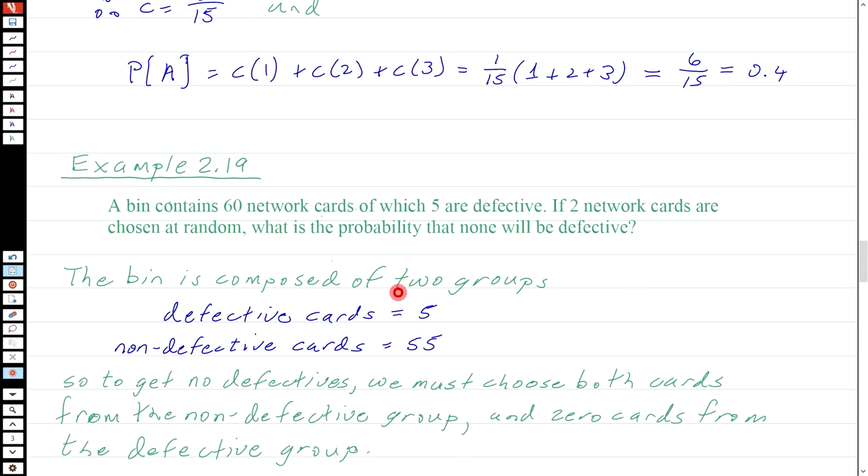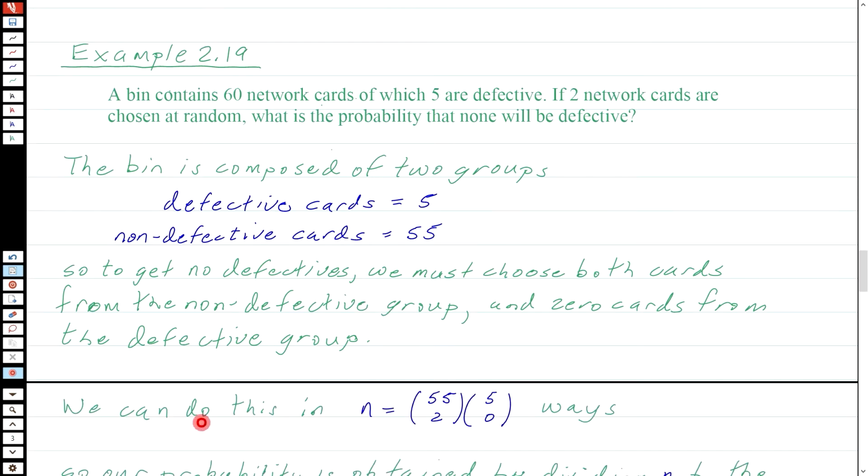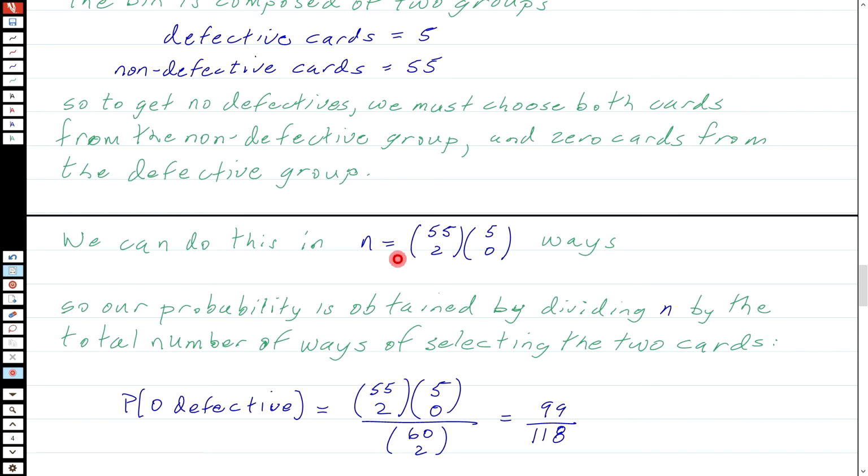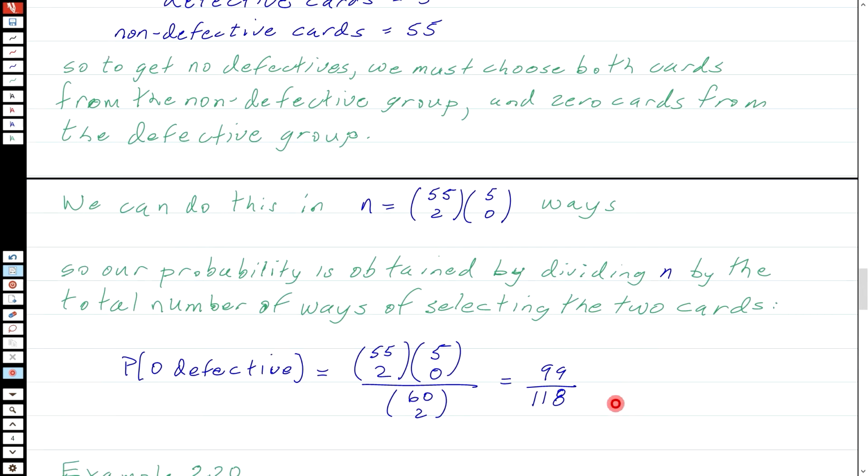So to get no defectives, we must choose both cards from the non-defectives and 0 cards from the defective group. So we can do this in n equals 55 choose 2 times 5 choose 0 ways. Well, 5 choose 0 is just 1, and this is 55 times 54 divided by 2 ways of selecting the 2 cards from the non-defectives. So our probability is obtained by dividing this number of ways of selecting non-defective cards by the total number of ways of selecting the 2 cards. So I got 55 choose 2 times 5 choose 0 divided by the total number of ways of choosing 2 cards from the 60, and I end up with 99 over 118.